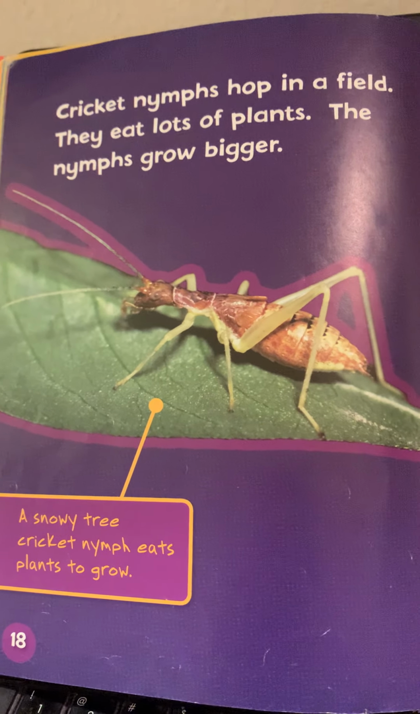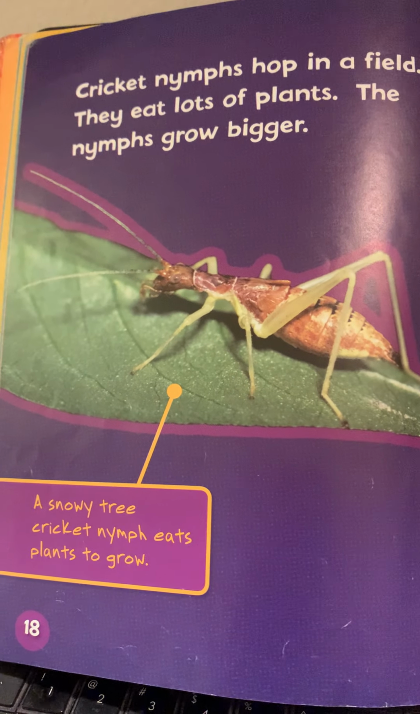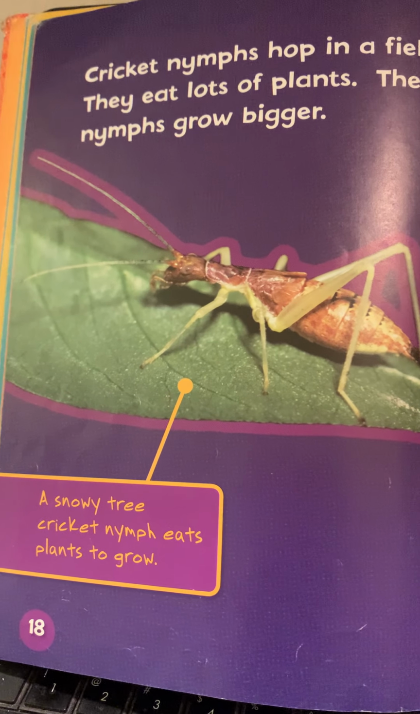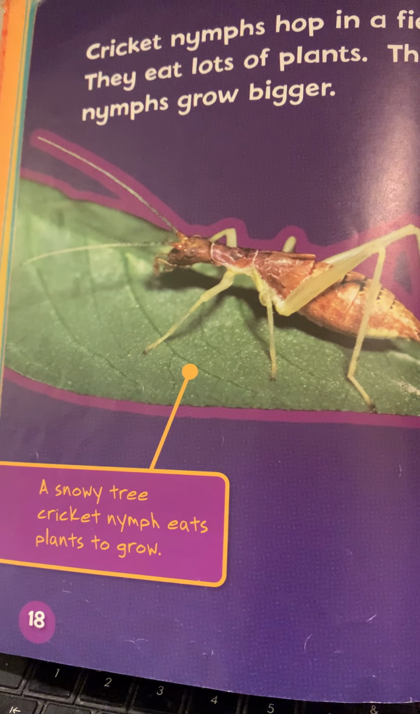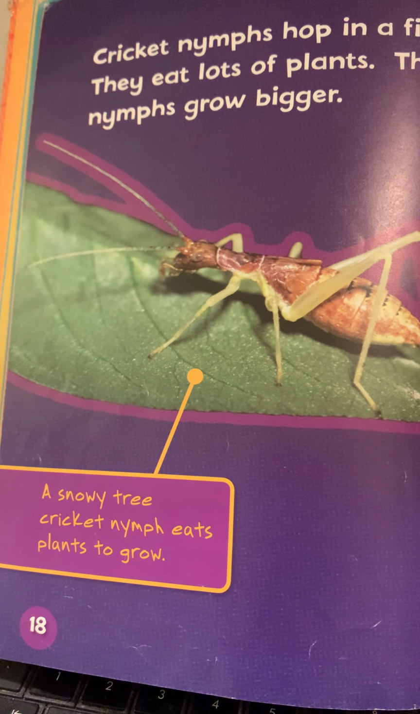Cricket nymphs hop in a field. They eat lots of plants. The nymphs grow bigger. This is a snowy tree cricket, and it's eating plants to help it grow.